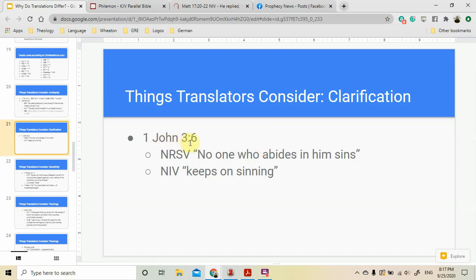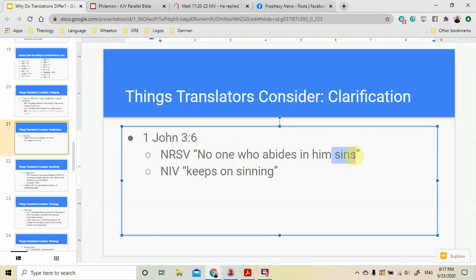An example of this is in 1 John 3:6. The NRSV, which is a more formal translation, says, "No one who abides in him sins," which can be misleading because if anyone's been a Christian for any amount of time, they know that we mess up at some point. And so the NIV explains that no one who abides in him, in Christ, keeps on sinning. Sinning is no longer a habit. It's no longer okay to live in sin. Your life needs to change. And so the NIV is just clarifying what John was intending to communicate.